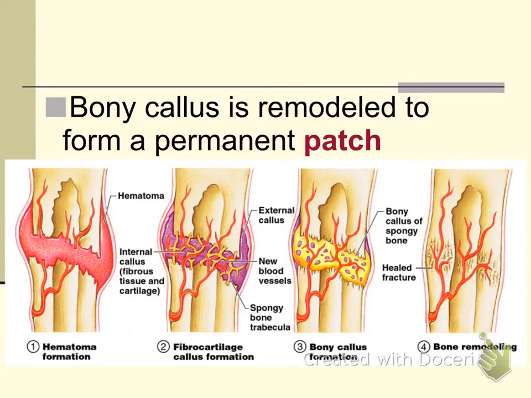Then eventually that bony callus is going to get replaced by the actual hard bone, which is going to be a permanent patch. Okay, so in the first picture you see this big huge swelling, that's your hematoma. Next, you see all these little yellow webs of lines, those are your fibrocartilage callus. Then that gets filled in with this yellow stuff here, which is temporary bone, and then eventually will get replaced by the bony callus, and that will lead into the permanent patch.